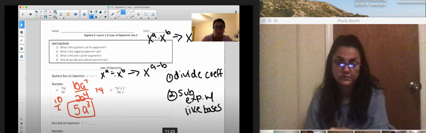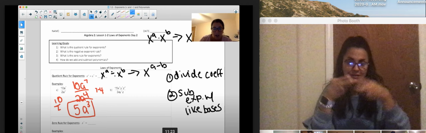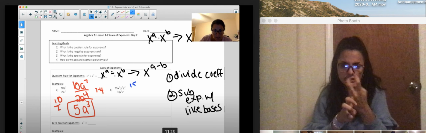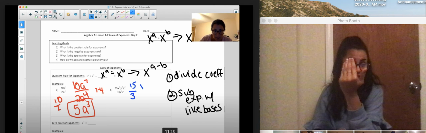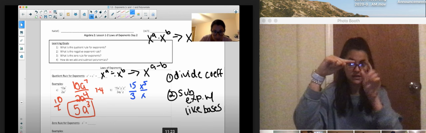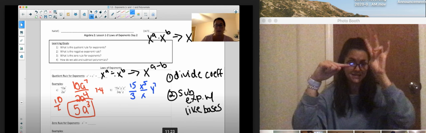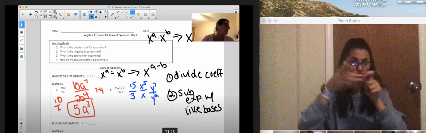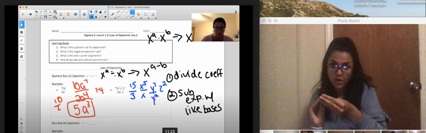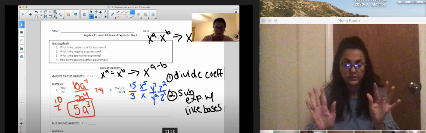All right, same thing for the next one. Changing up the color. We have 15. I'm going to just separate all this. So 15 over 3, x to the 5th over x. So I'm just kind of separating by each variable. y to the 7th over y squared. And z to the 2nd over z. And remember that z is to the 1 power. We spoke about that yesterday as well.